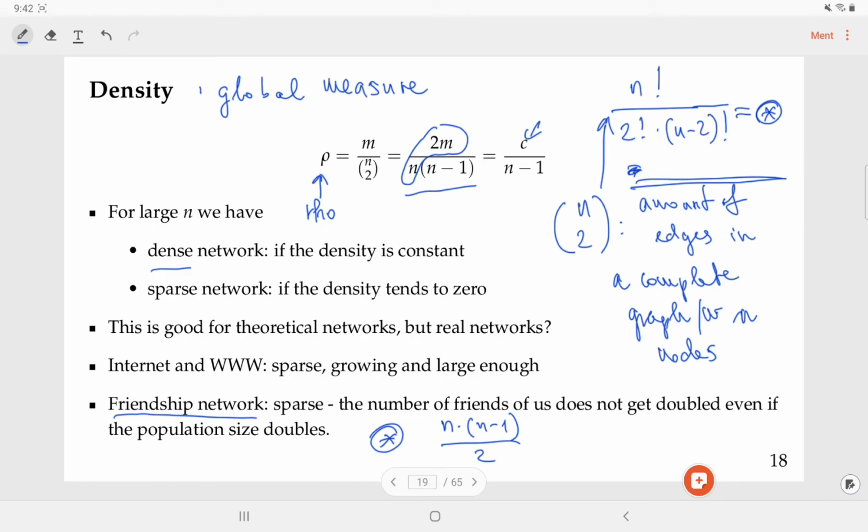So we can maybe put it even more radically: given the fact that maybe 100 years ago, the population on the entire Earth was maybe half of the current one, or maybe even less than half. Still, the number of friends among the people on Earth doesn't really change over time. So it remains kind of constant. Still, the friendship network could be called a sparse network.